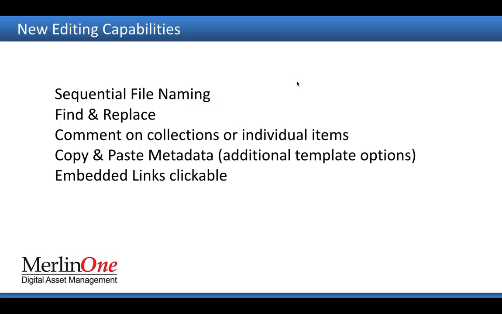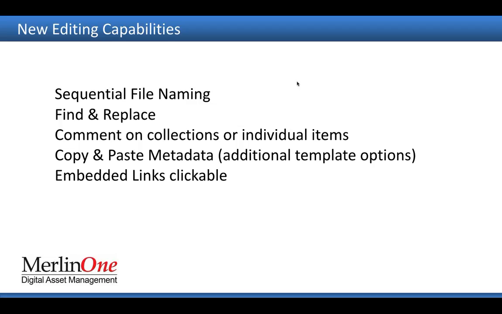Find and replace. This is a great feature, and it allows you to select one or more items on the screen and basically do a find and replace in the metadata. And you choose the metadata fields that get acted on. So if you've uploaded a bunch of items and realize you misspelled somebody's name, you can go in and tell Merlin to find the misspelled item and replace it with the correctly spelled item. That's kind of a cool thing, and that's new.